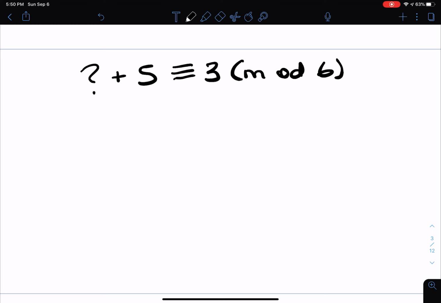So in this one they kind of switch it up. This time they give you the 3, which is what we were trying to find earlier, and now you've got to figure out what was added to 5 to get that 3. Well, if you think about it, with mod 6, 3 would be the remainder when you divide by 6. So first of all, what kind of numbers would give you a remainder of 3 when you divide by 6?